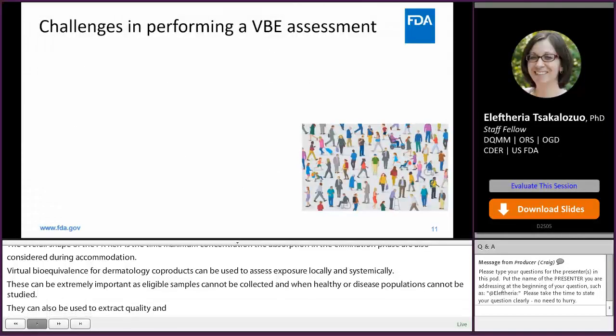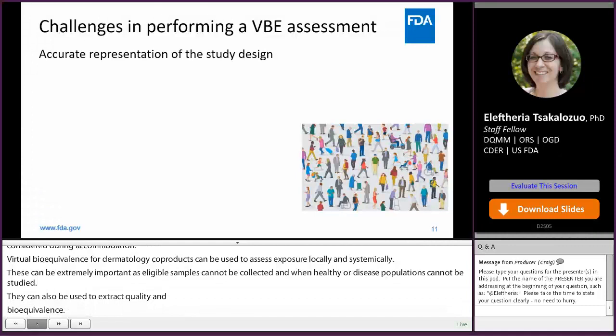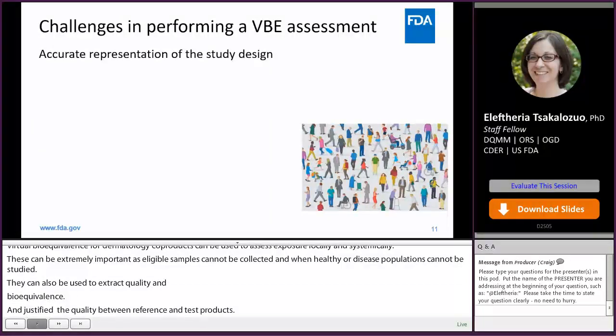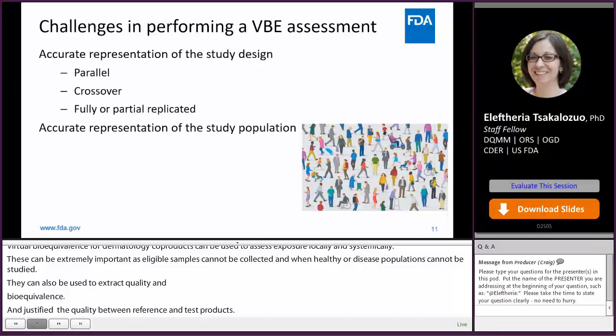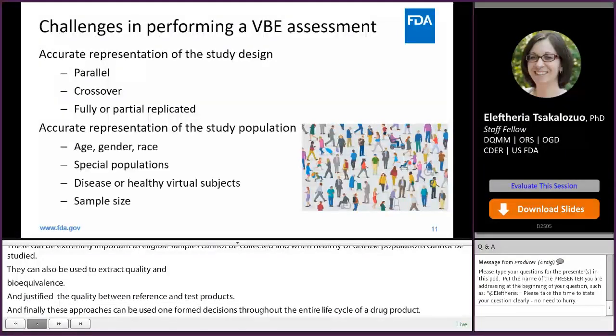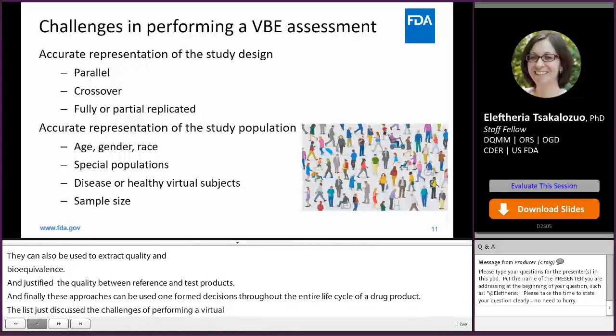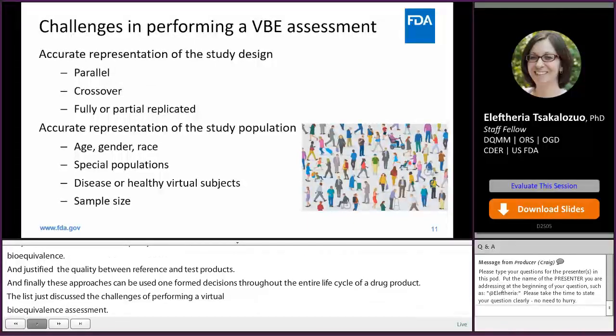Now let's discuss the challenges in performing a virtual bioequivalence assessment. These challenges may pertain to the study design, parallel, crossover, fully or partially replicated, as well as the study population in terms of the age, the gender, the race of the virtual subjects, in terms of correctly capturing special populations as well as diseased ones in the model, and deciding on the sample size for a specific population.